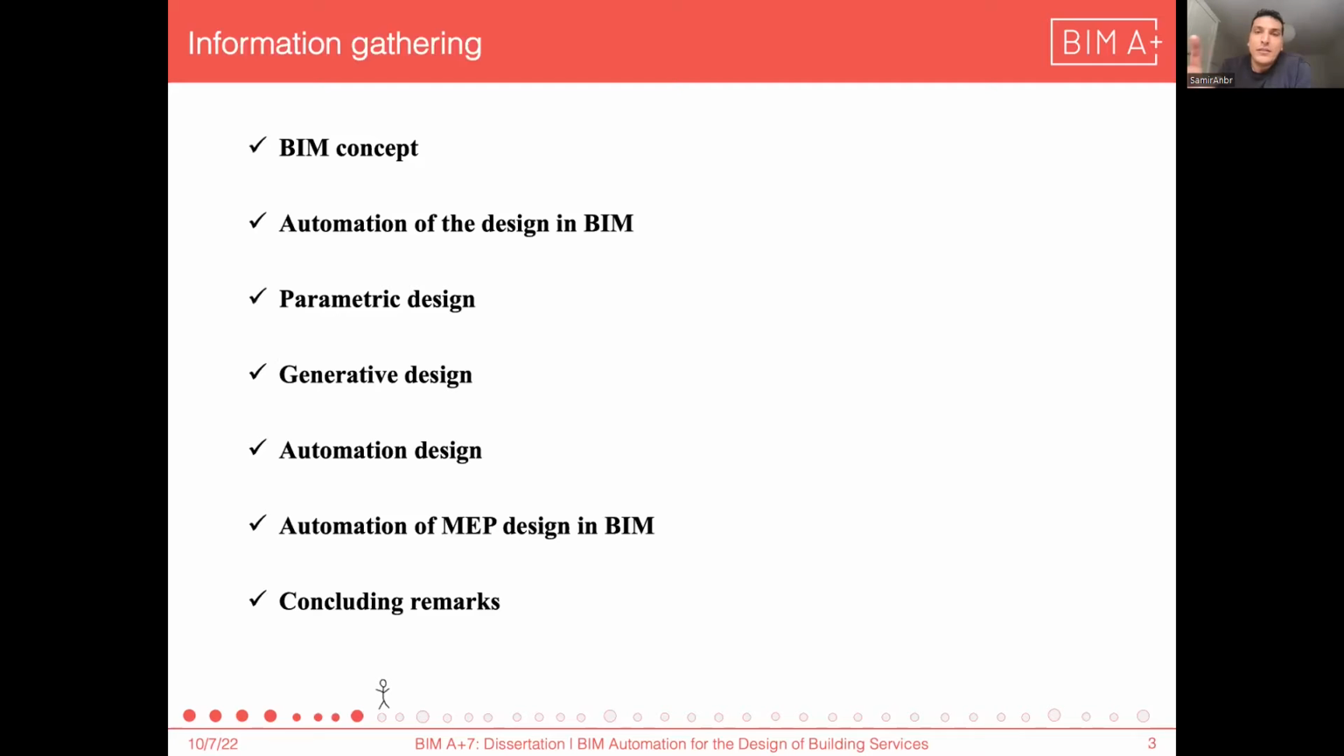To apply this research method, I first did a literature review. I started from a general topic like BIM, and after that I narrowed it down until I reached automation of MEP design. I started from the BIM concept, then automation of design and MEP, and then searched in parametric design and generative design, and automation of MEP and BIM.